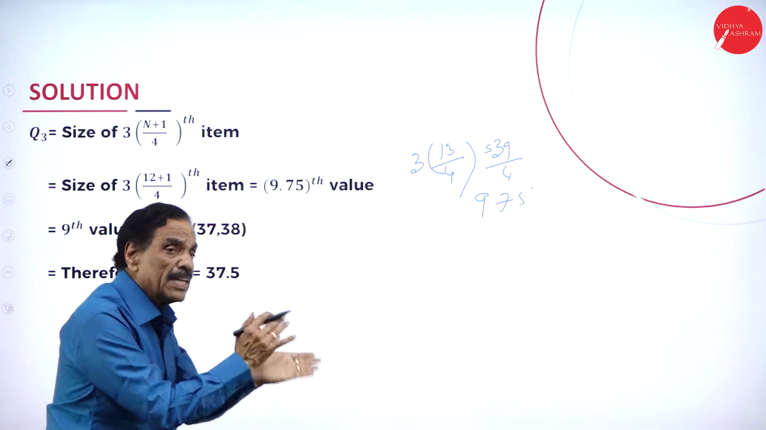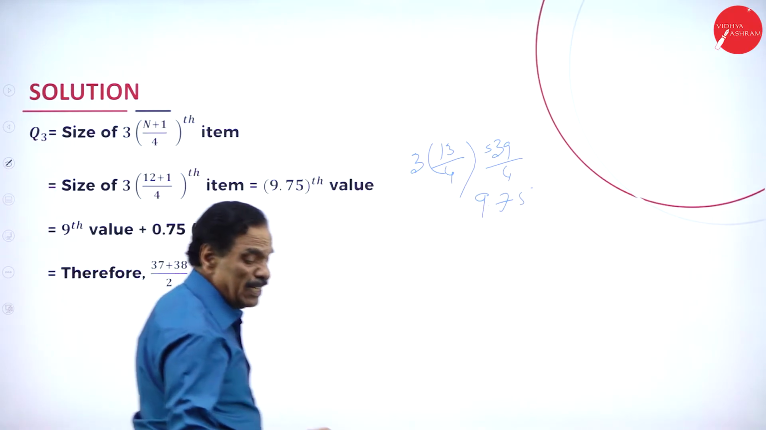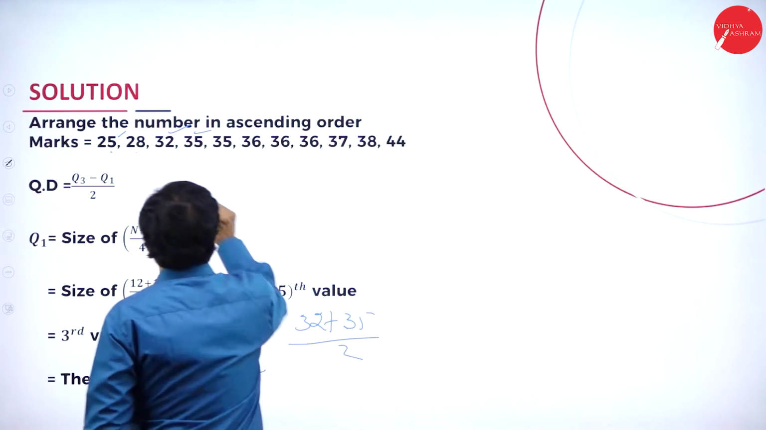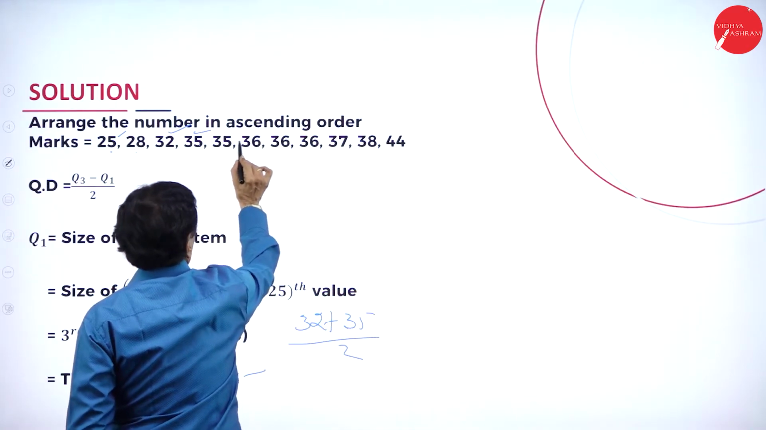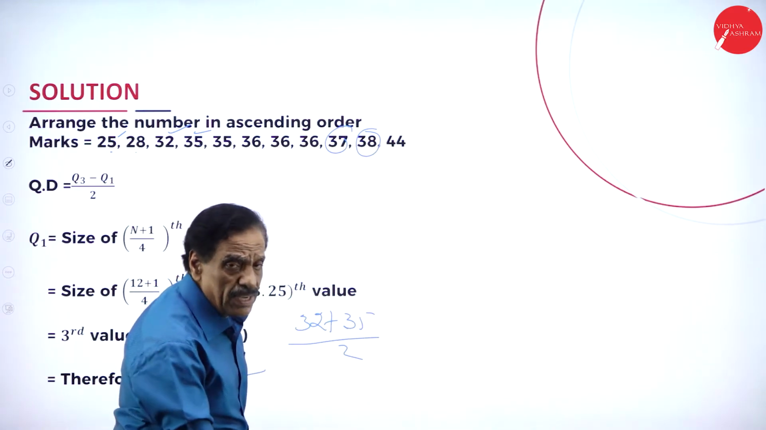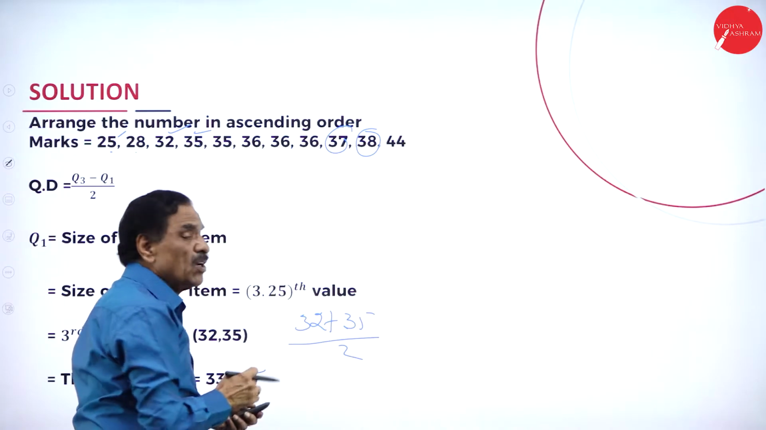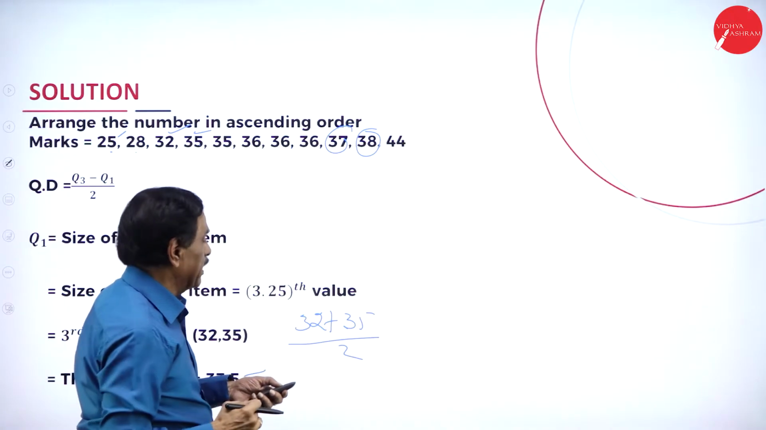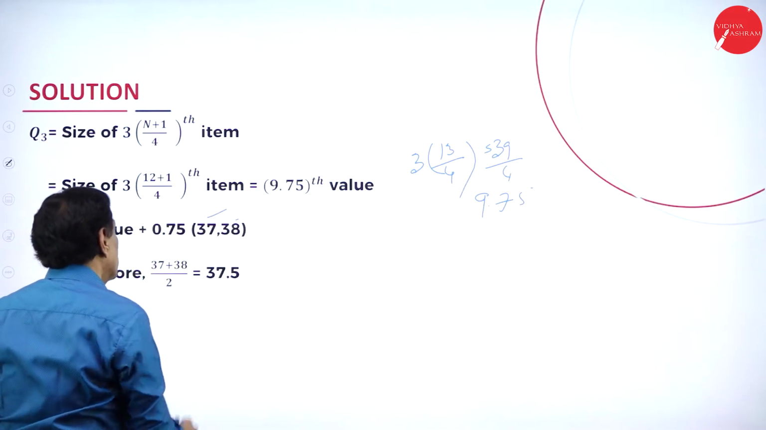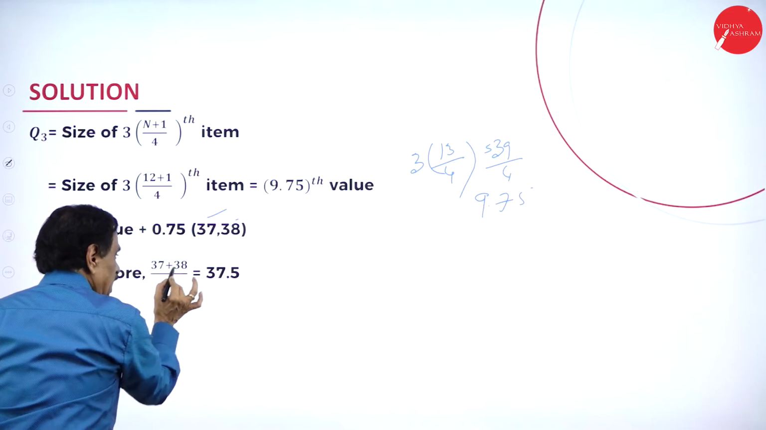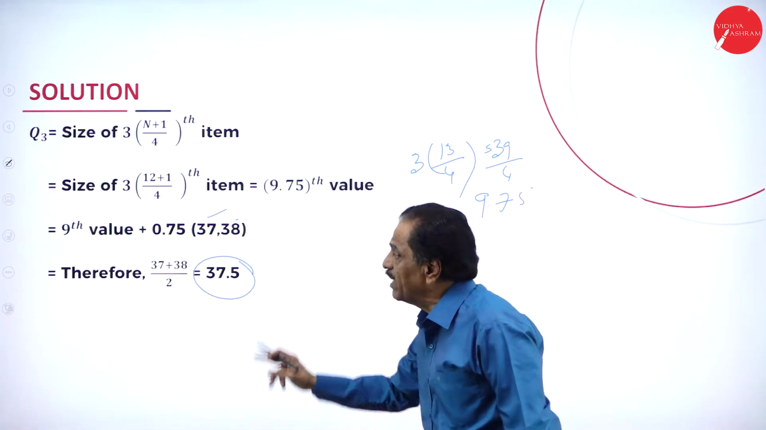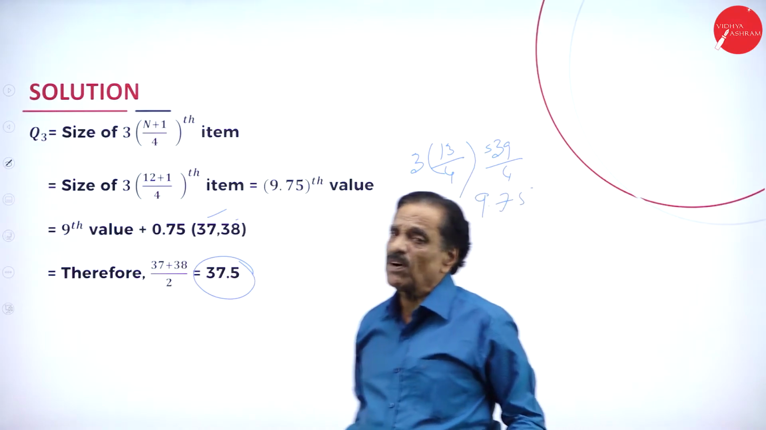So it is between the 9th and 10th item. Which is the 9th item? 1, 2, 3, 4, 5, 6, 7, 8, 9th item, and then the 10th item. When a fraction figure comes, you have to take that number and the next number. Here you have 37 and 38. Add 37 and 38 and divide by 2, you get 37.5. This is your Q3.